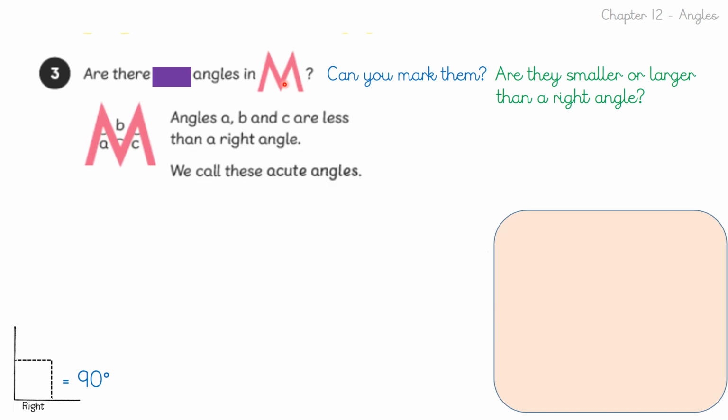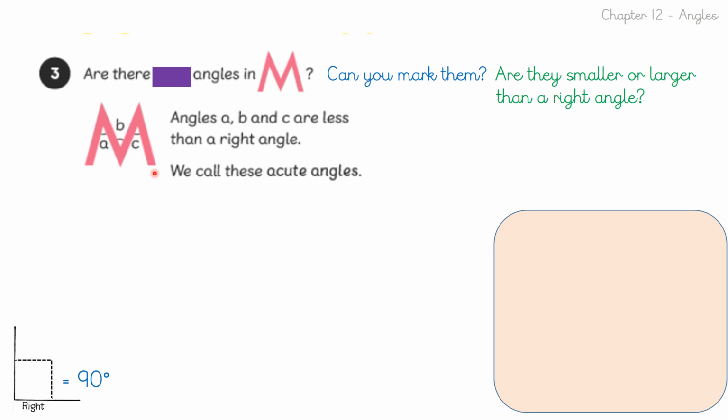We are right. Angles A, B and C, so we can see them here, A, B and C. You can label them, you can name them if you want to. They are all smaller than a right angle. We still have 2 lines that meet at a point and form the angle, 1, 2 and 3, but we can see that these angles are smaller than a right angle.